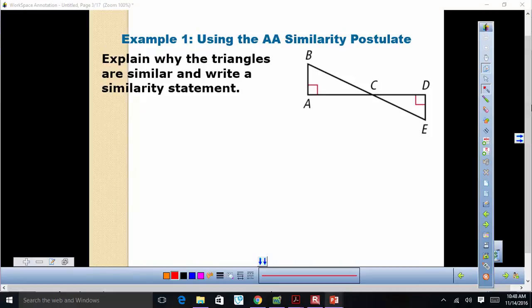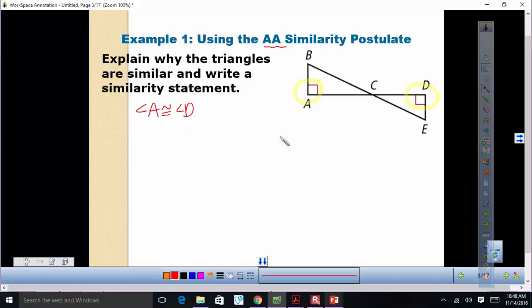Okay, let's try an example of that then. So this one says, explain why the triangles are similar and write a similarity statement. Since we just talked about AA, we're using AA. So tell me one angle that you see is congruent. A and D. So angle A is congruent to angle D. Now, I need at least one more angle that's congruent to prove that these are similar. What do you think?